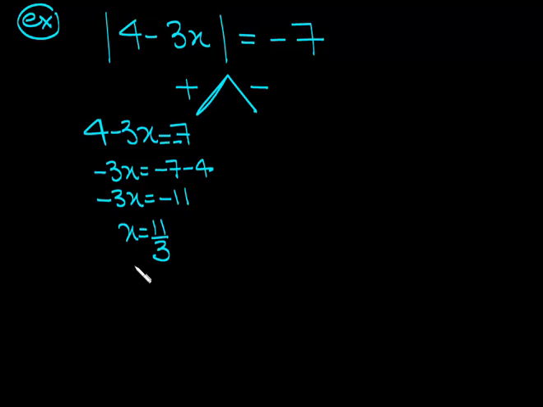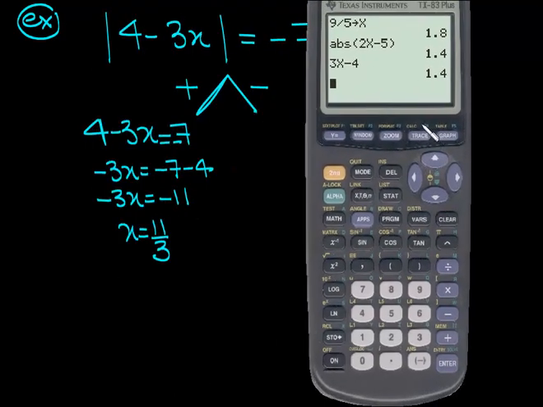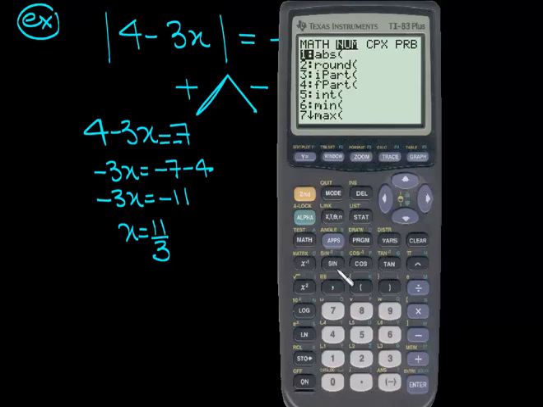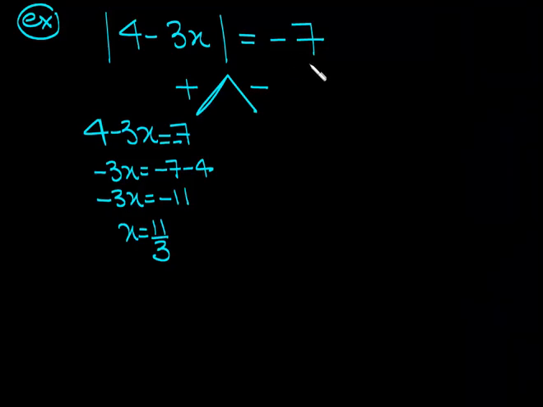Okay, let's check it really quick on our calculators to see if it actually works. Okay, so we have math, get absolute values. Oops, I forgot to store the variable here, didn't I? So we have 11 divided by 3, store x. So we can go math 1. We get 4 minus 3x. We get 7. But we wanted what? Minus 7. So that doesn't work.